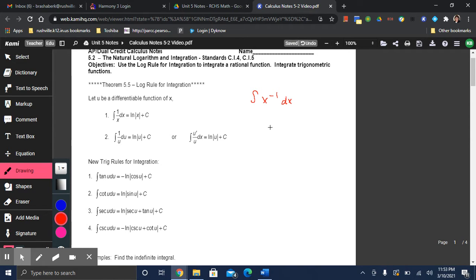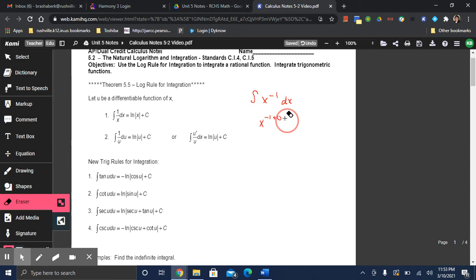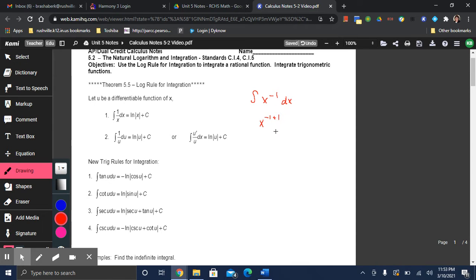If we did the power rule, then we would have x to the negative 1 plus 1 over, whoops, I just about gave it away. So let's try that again. Negative 1 plus 1 over negative 1 plus 1, and then plus c. Well, you see that this gives us x to the 0 over 0. And that's a problem because this would be 1 over 0, which is undefined.